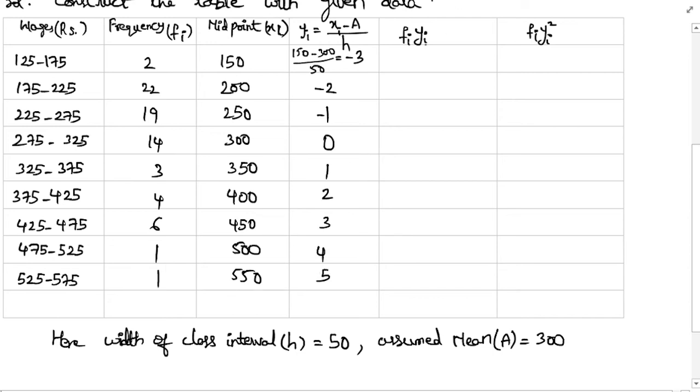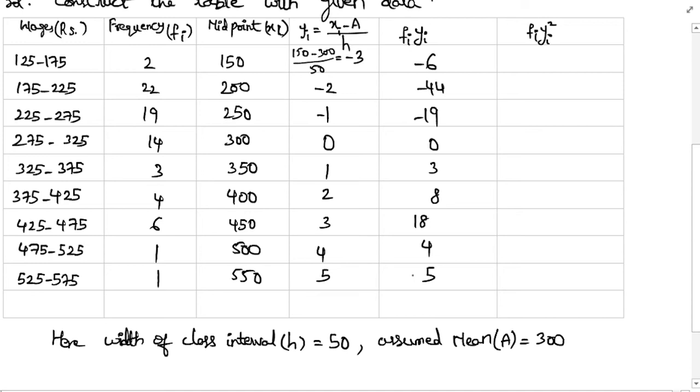Now Fi into Yi. Where is our Fi? This is 2 into minus 3, that is minus 6. Then this will be minus 44, then minus 19, then 0, then 3, this is 8, then 18, this is 4 and this is 5.